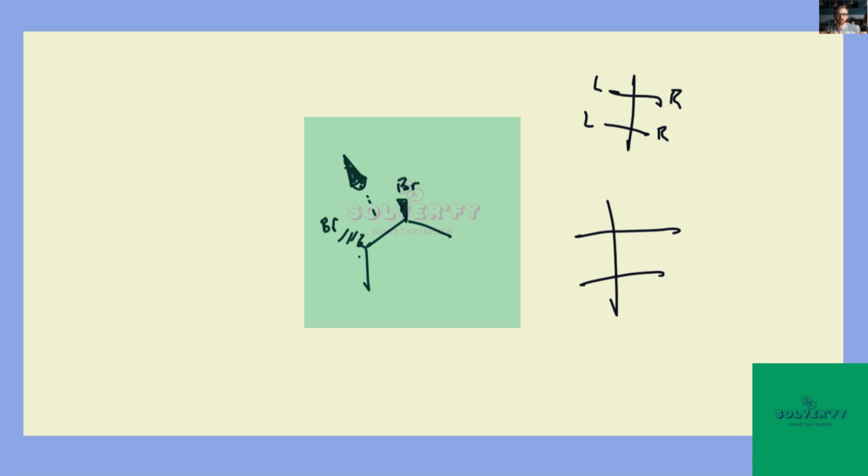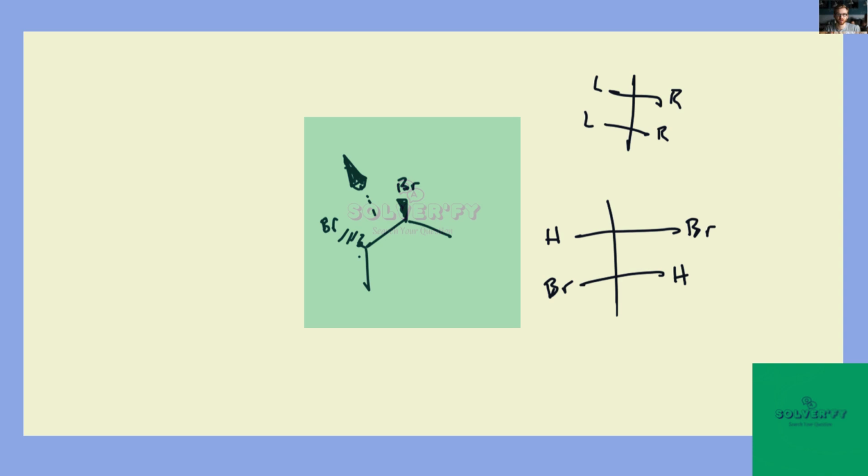If it's on a wedge, it's going to be on the right. And I'm going to have a hydrogen on a dash. Now, is this bromine going to be on the right or the left? It's on a dash, so it's going to be on the left, like so. And then I'll have a hydrogen on the right. So that's one way that you can convert these types of drawings into Fischer projections.